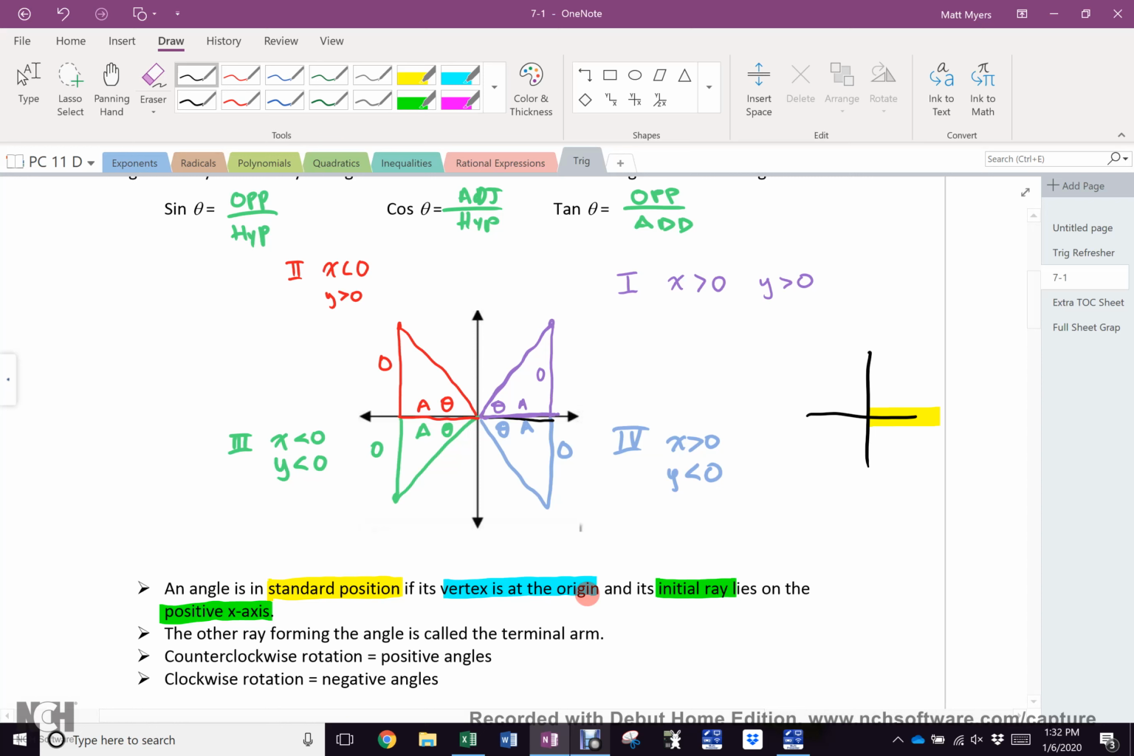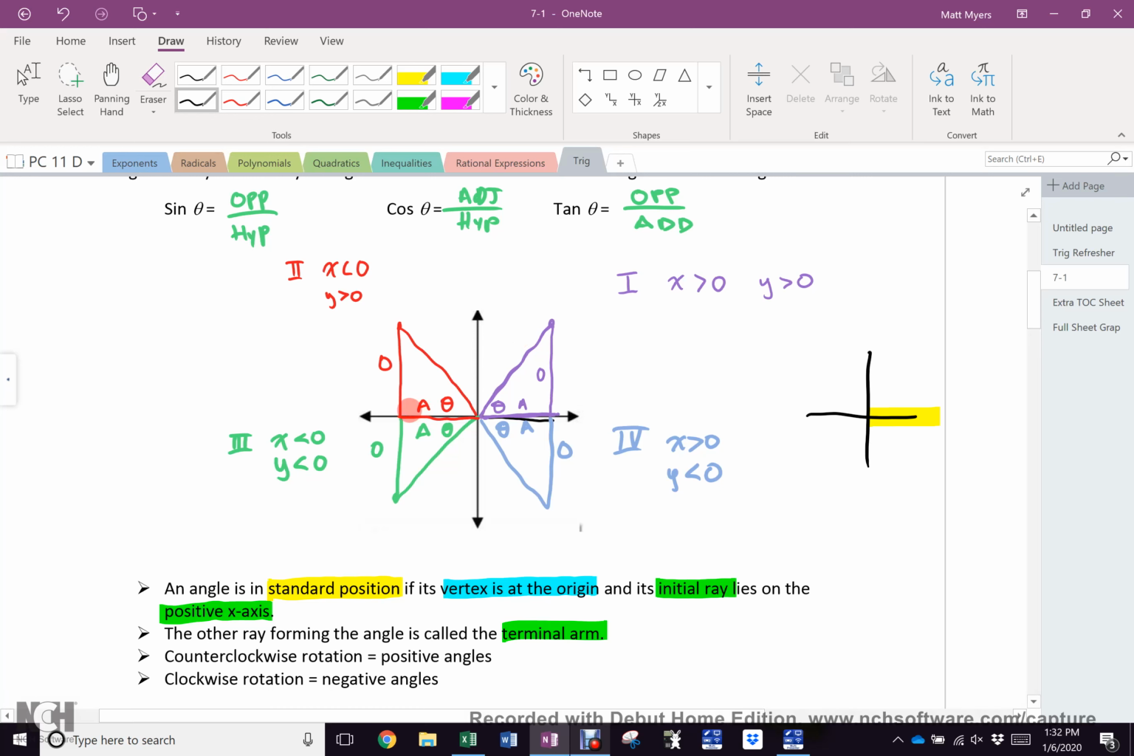Okay. So the initial ray is where we start from. Now the next word that you need to know, the other ray, so the other side, is the terminal arm. I want to highlight that in green because the arms go together. So, this is initial, this is terminal. Everybody cool? For purple theta. Is everybody good? Now look at red theta. Red theta, its initial arm is where? It's the negative x-axis, yes?